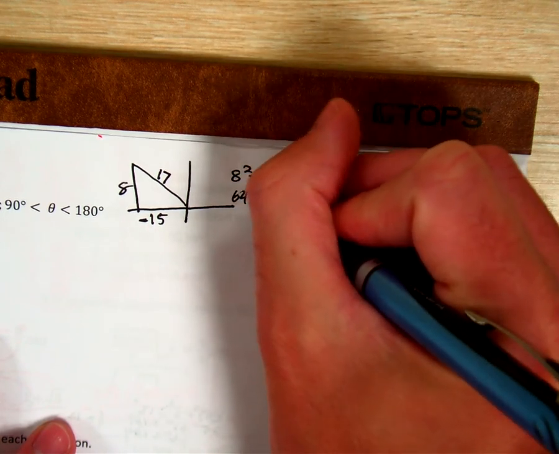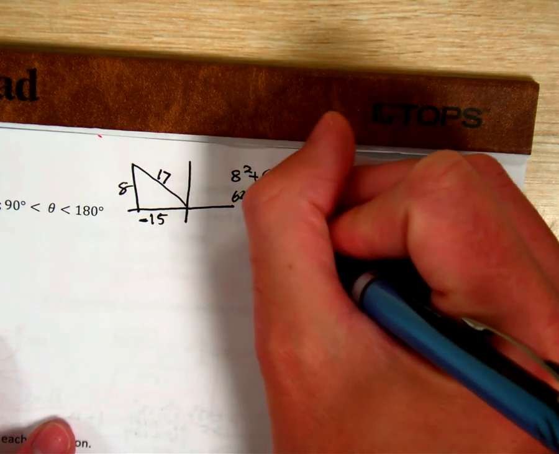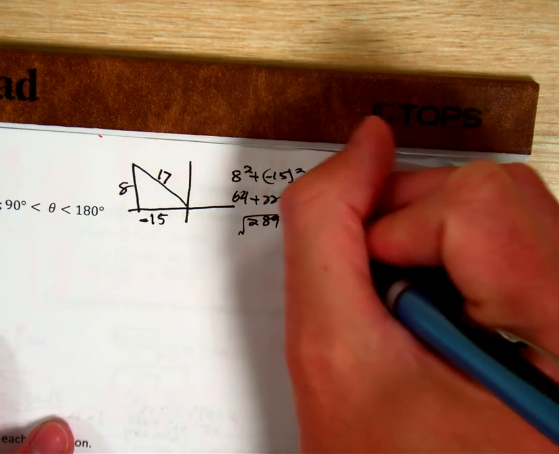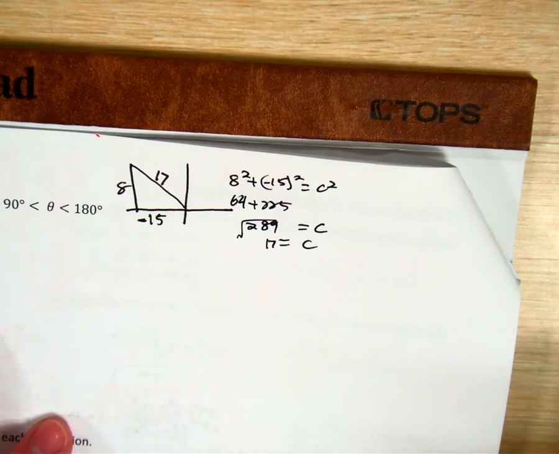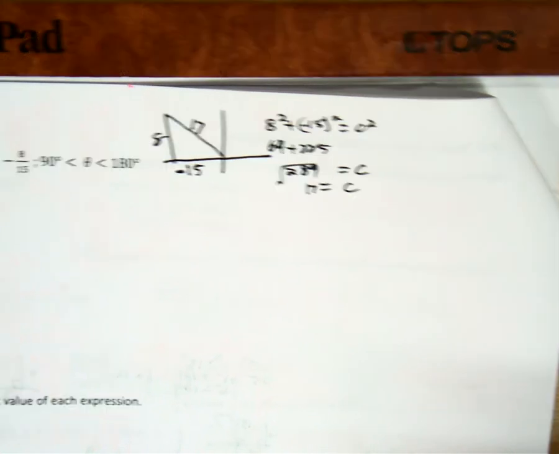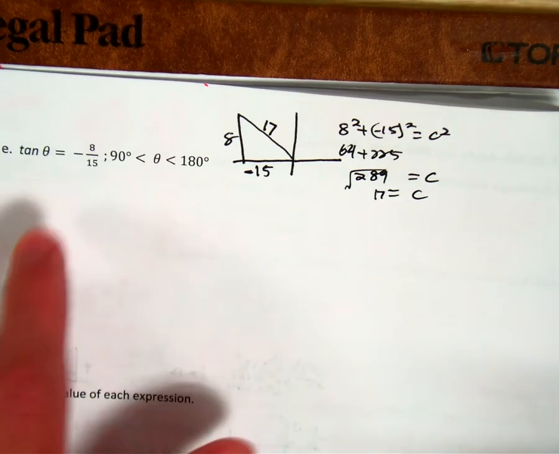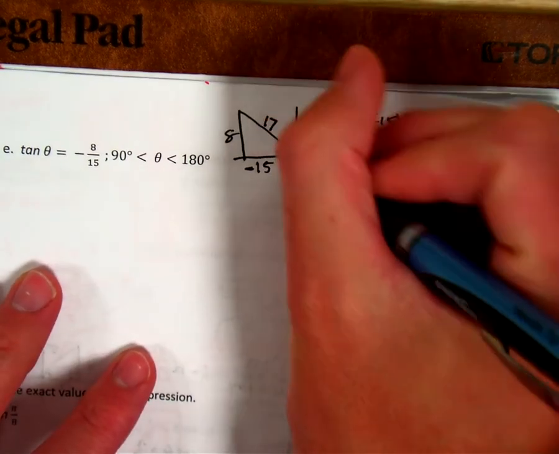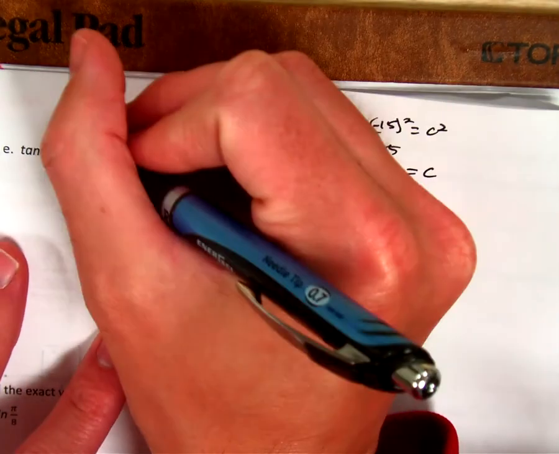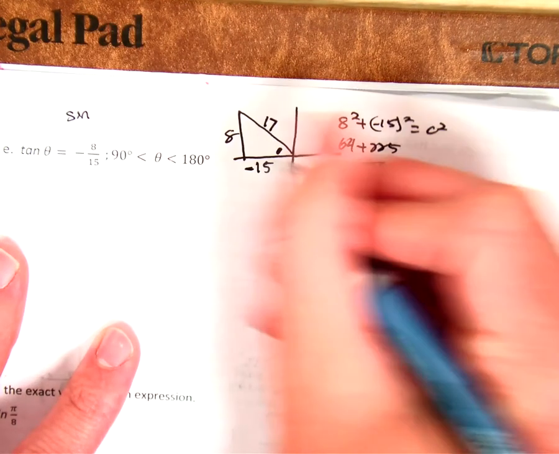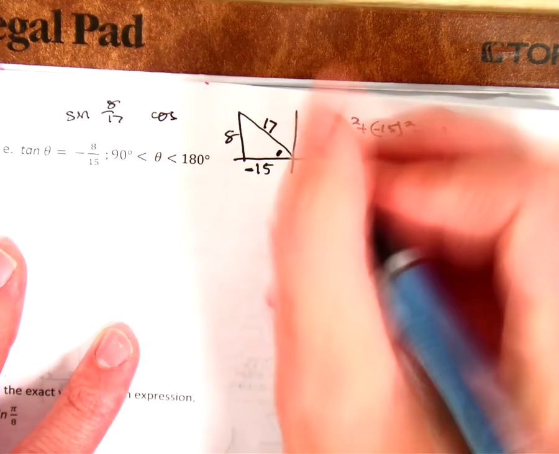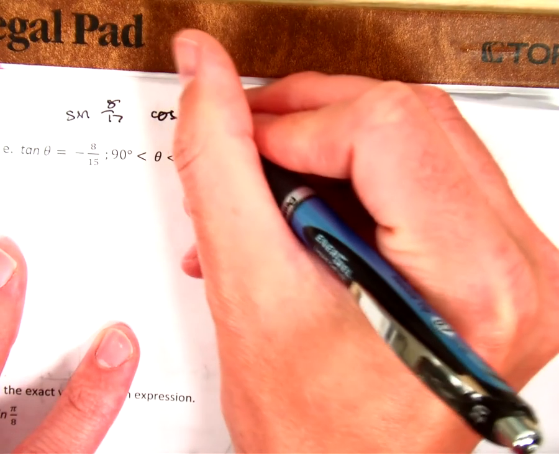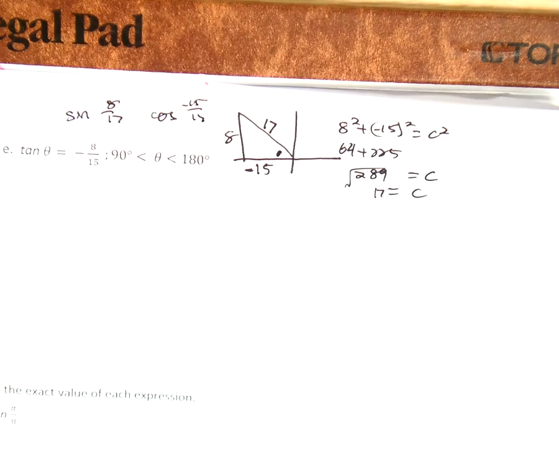225, 289, 17. Okay? So from there, opposite over hypotenuse, sine is 8/17. Cosine, adjacent over hypotenuse, negative 15/17.